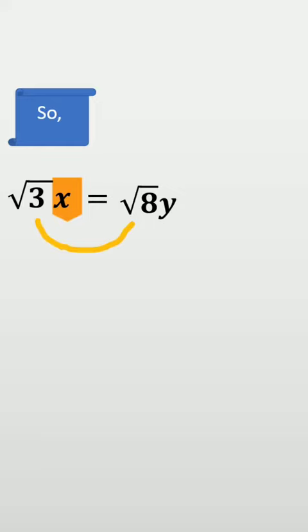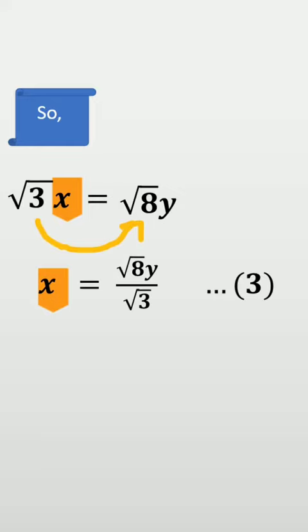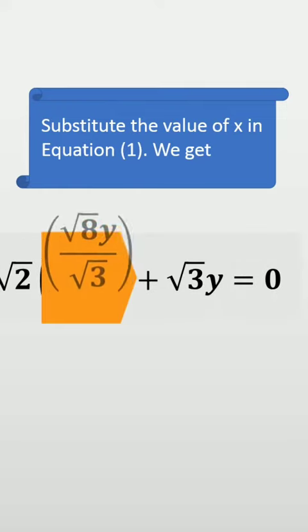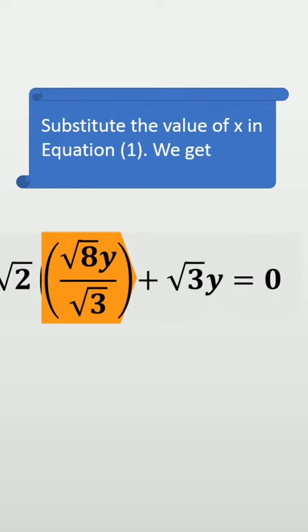Transpose root 3 to the RHS and get x is equal to root 8y by root 3. Let this be equation number 3. Substitute the value of x in equation 1. We get, instead of x, we have to put root 8y by root 3.